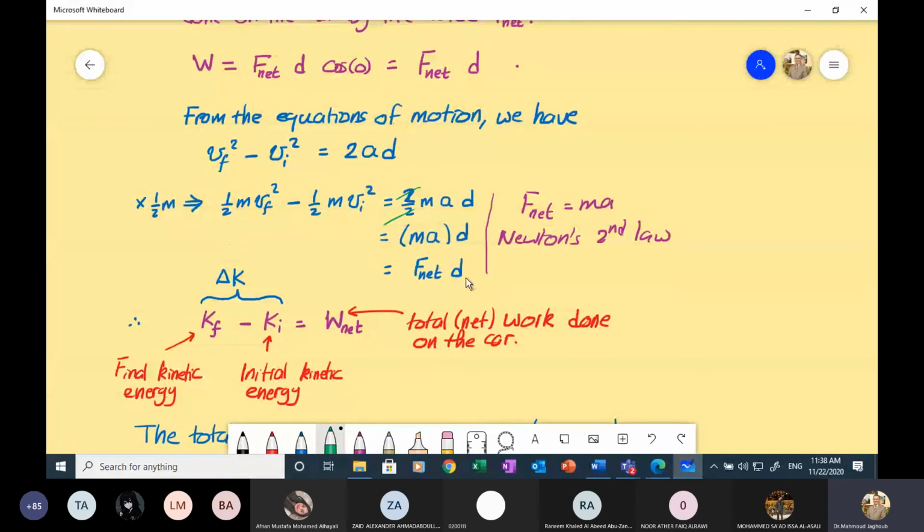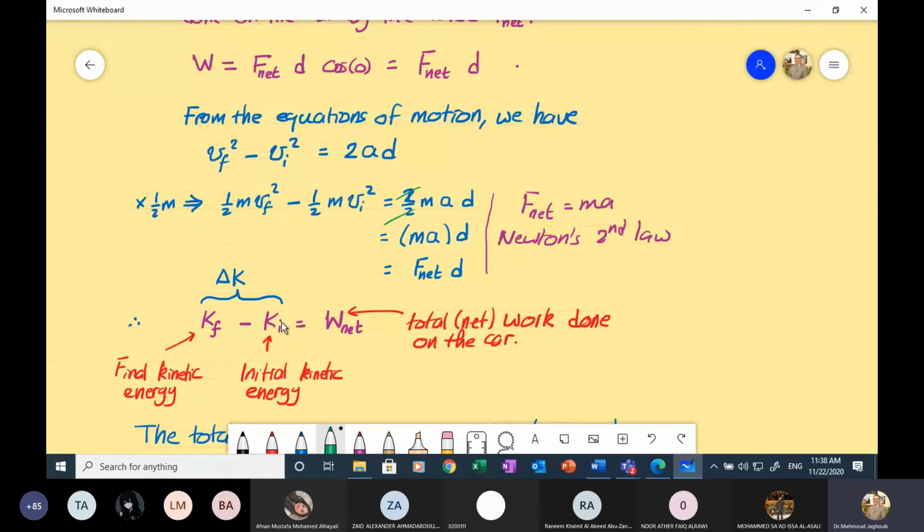By d. So the net work done on the car equals F net times d, and that is what I call W net, the total work done on the car. And what does it equal to? It equals half m v final squared. Remember, half m v squared is the kinetic energy. And since we have half m v final squared, this is the final kinetic energy, minus half m v initial squared, which should be what?